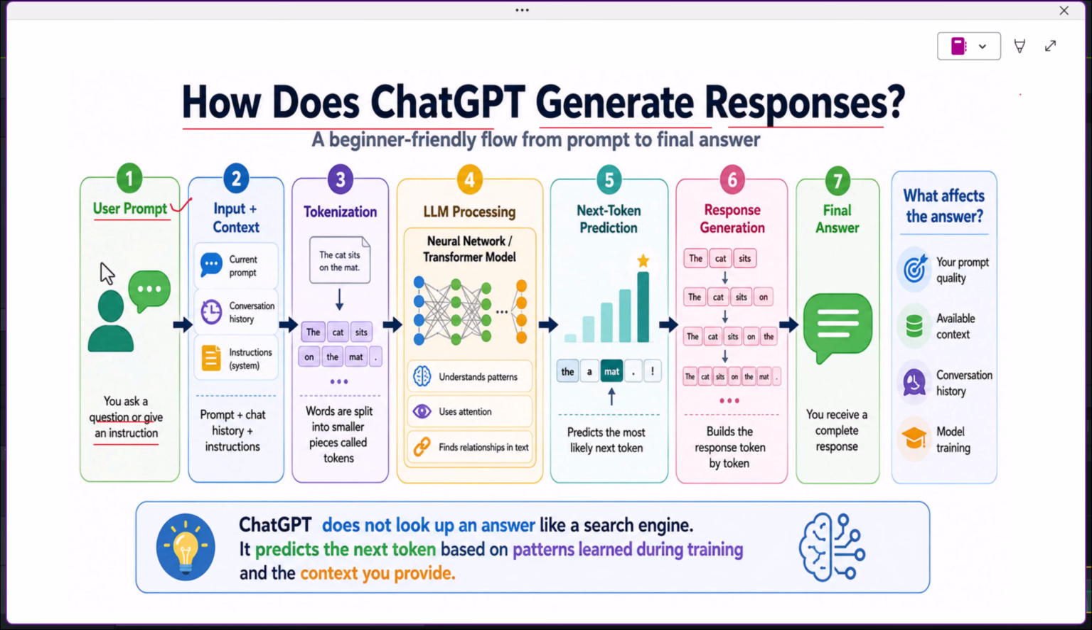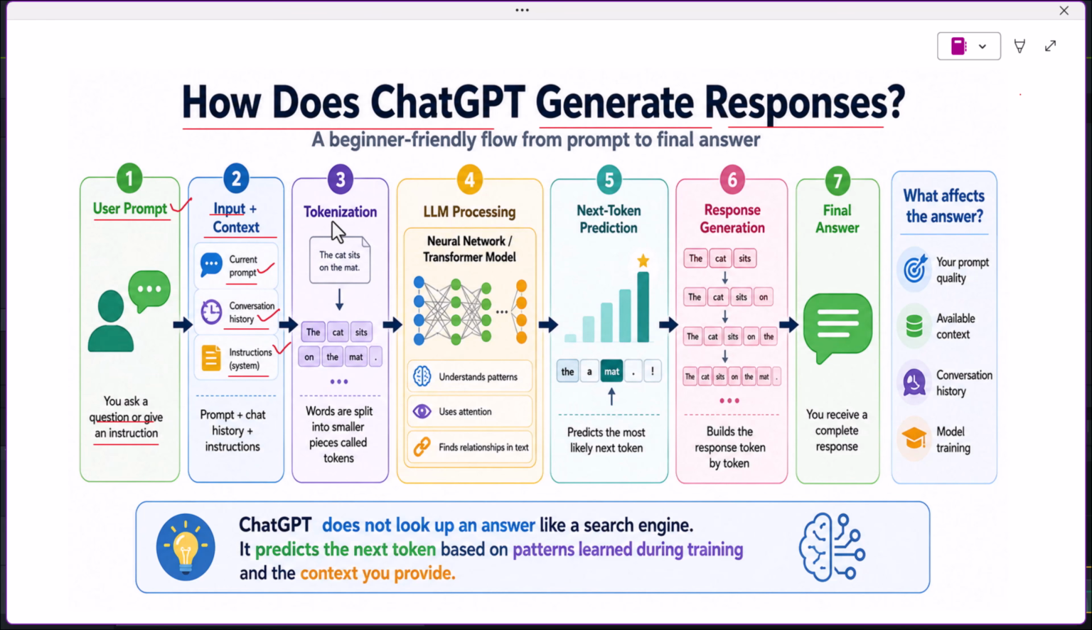Second, ChatGPT looks at the input and context. This includes your current prompt, the conversation history, and system instructions. So ChatGPT does not only read one sentence, it uses the prompt, chat history, and available instructions together.